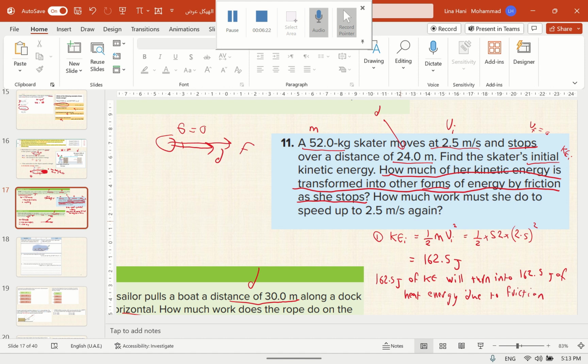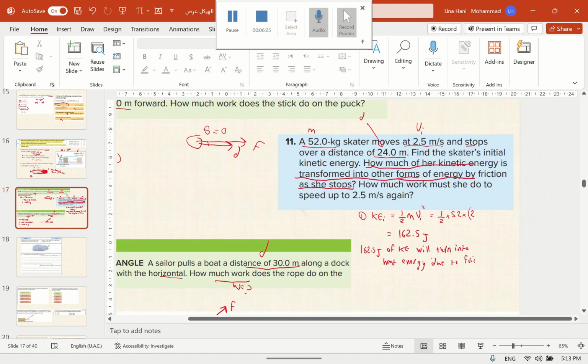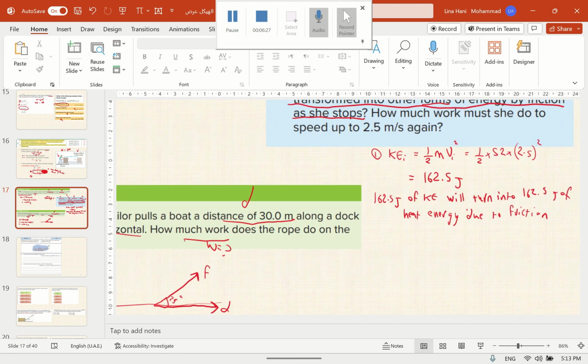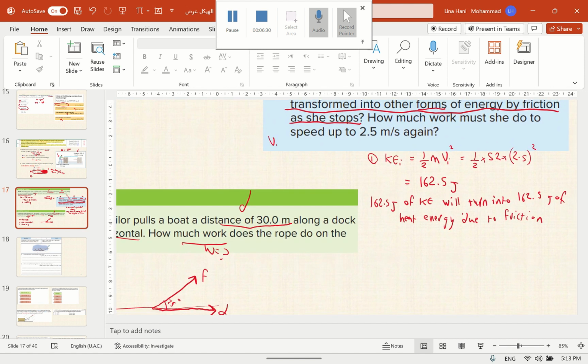How much work must she do to speed up to 2.5 meters per second again? Well, this is another question. The initial velocity is 0. The final velocity is 2.5. He wants me to find how much work is needed to accelerate again from 0 to 2.5 meters per second. Like that, uses the work energy theorem: half mass V final squared minus half mass V initial squared. He wants me to find the work given the initial and final velocities.